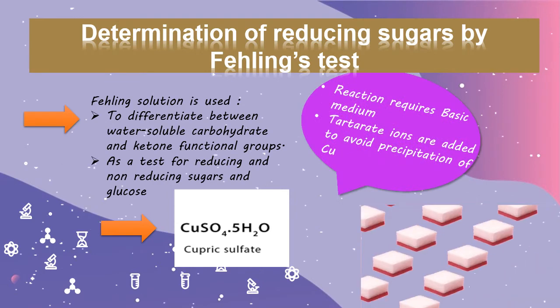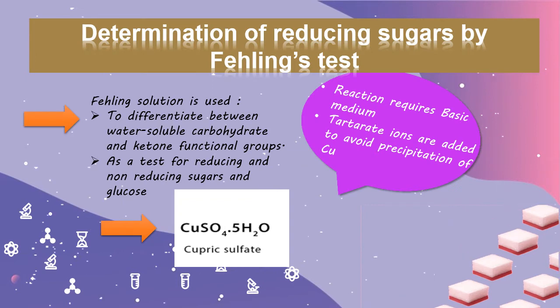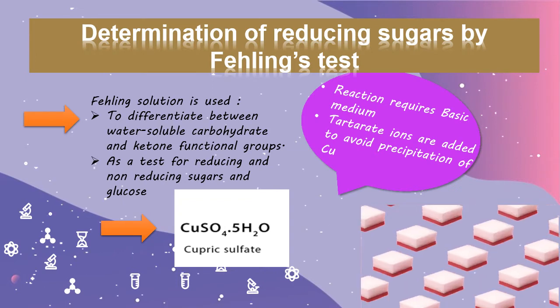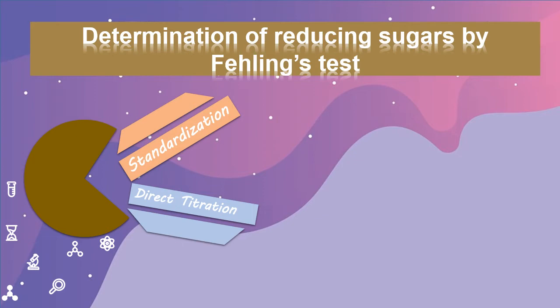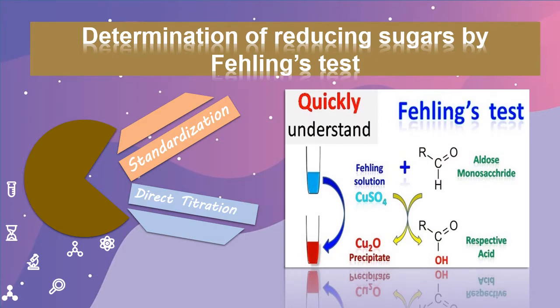In this type of reaction, there is a precipitation of copper. So to avoid that, we can add tartrate ions. The procedure includes two steps. First is the standardization, in which this freshly prepared Fehling solution is titrated against glucose to form standardized Fehling solution, and after that the standardized Fehling solution is titrated directly with the corresponding reducing sugar that we want to test for. You can see the reaction in which a sugar is converted into its respective acid, while the blue color solution of Fehling is converted into its red precipitate, that is the endpoint.